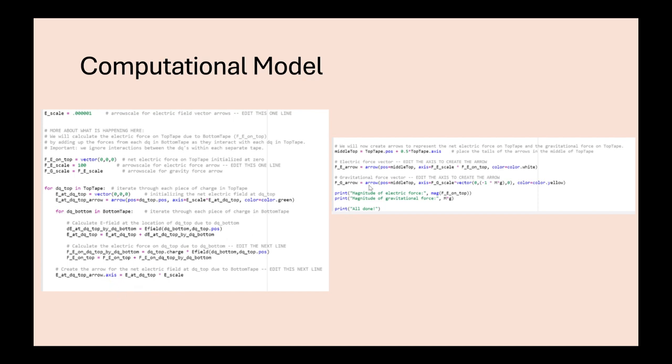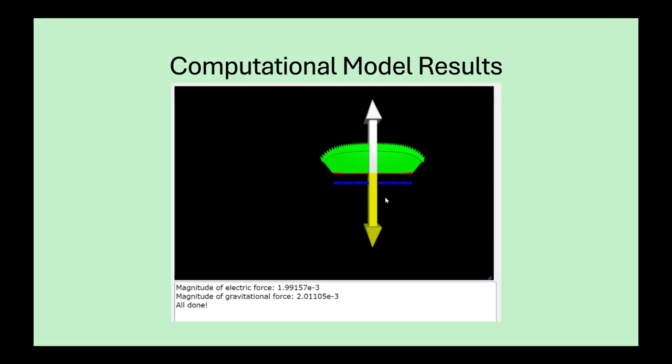And finally, we created the arrows. So the arrow for electric force going up was the scale times the electric force, while the arrow going down represented the force of gravity, which was just the negative weight of the tape. But then we printed out the results, which is right here.